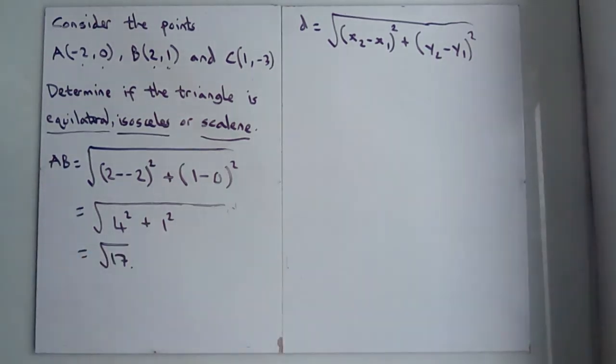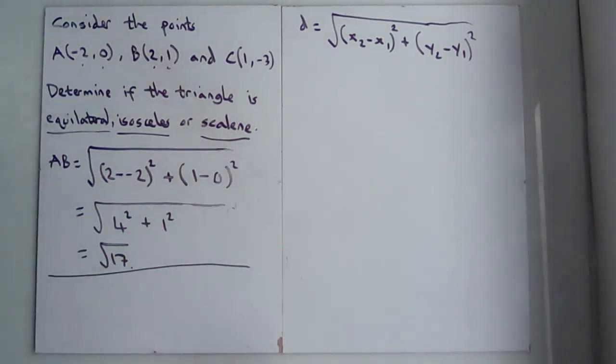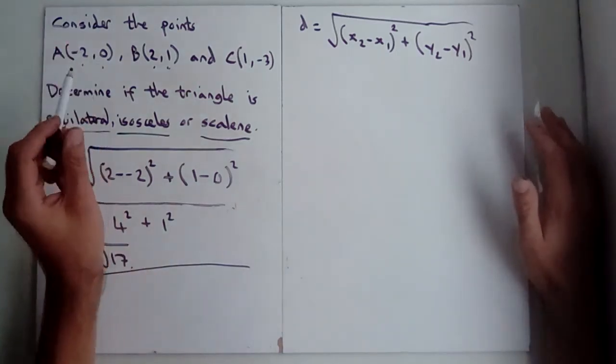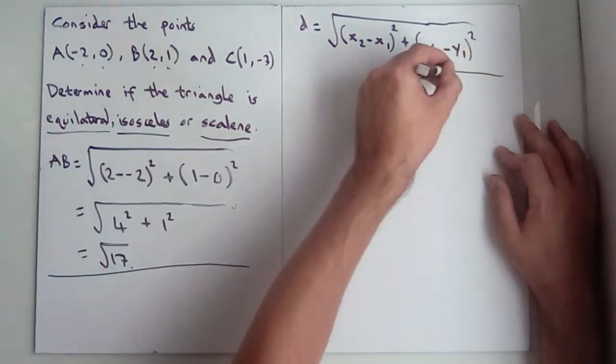And for this question, you're much better off leaving it in this form. I've got no interest in working this out as a decimal. It will not help you, and it will take time. So that's AB. Right, so now you can do BC or you can do AC. I'm going to do AC.